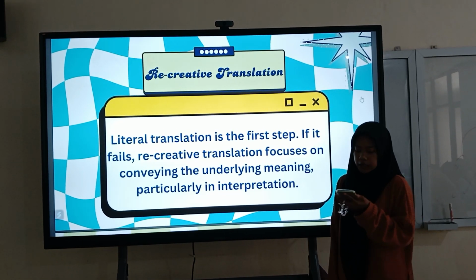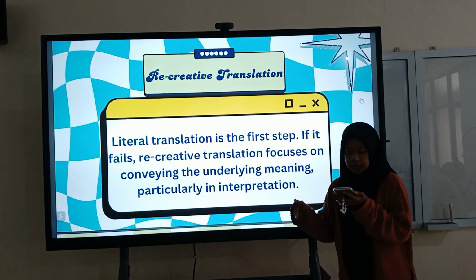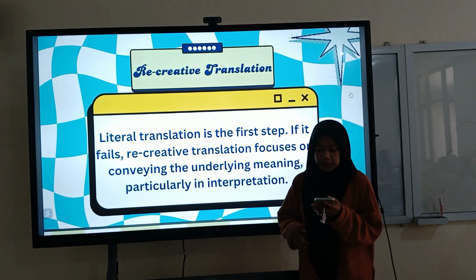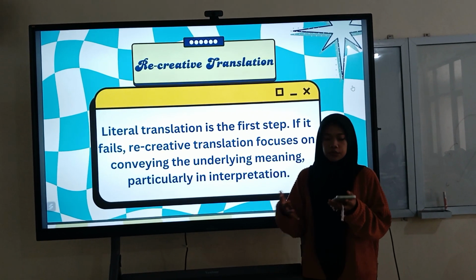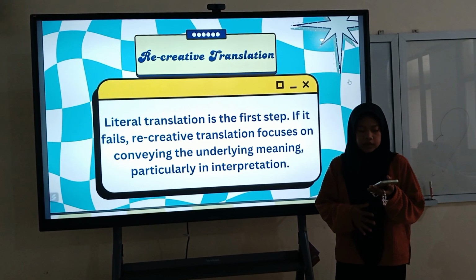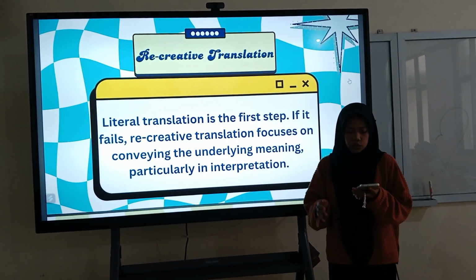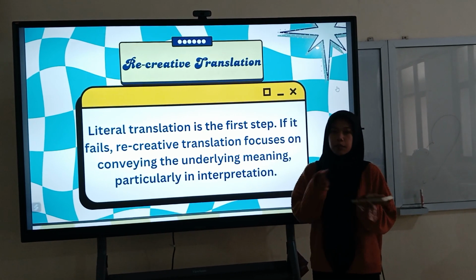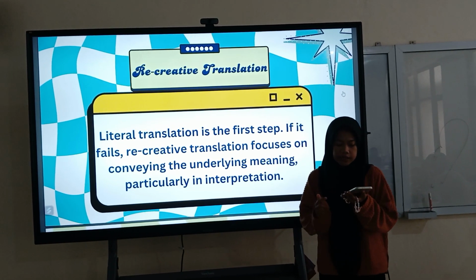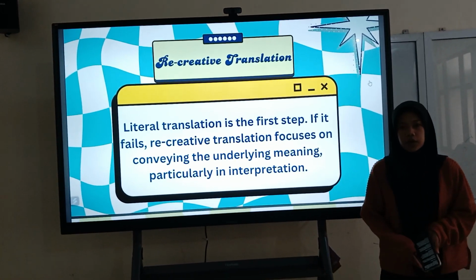For example, in the movie titled Eternal Sunshine of the Spotless Mind, translated as cahaya abadi dari pikiran yang tak ternoda. This literal translation cannot fully convey the poetic nuance of the original title, and more meaning-focused creative translation could be changed to cahaya abadi dari pikiran yang murni, which resonates more emotionally and provides a deeper interpretation in line with the film context.